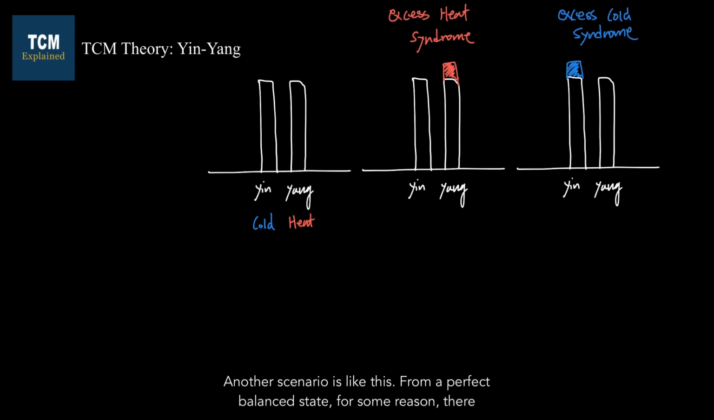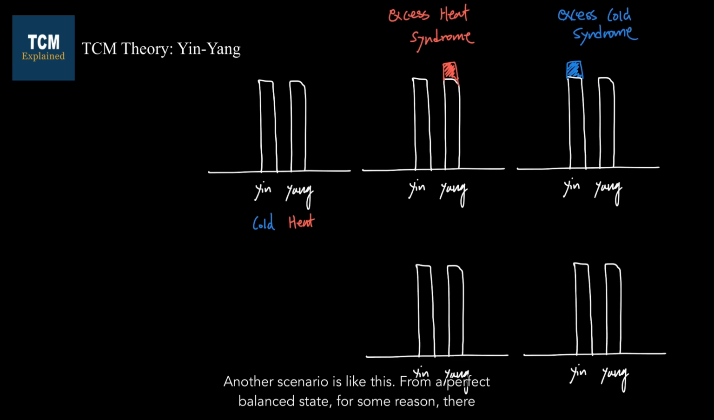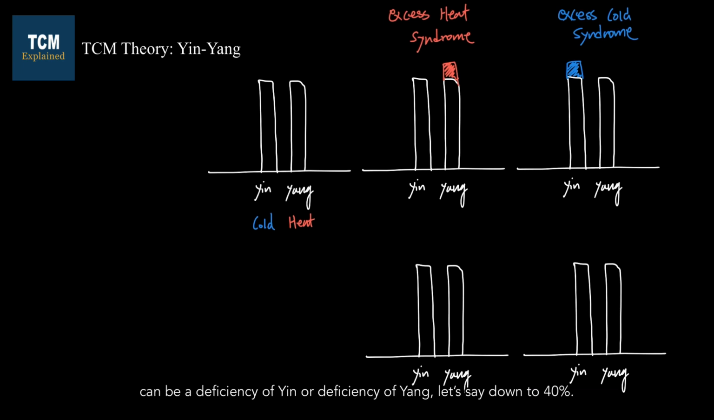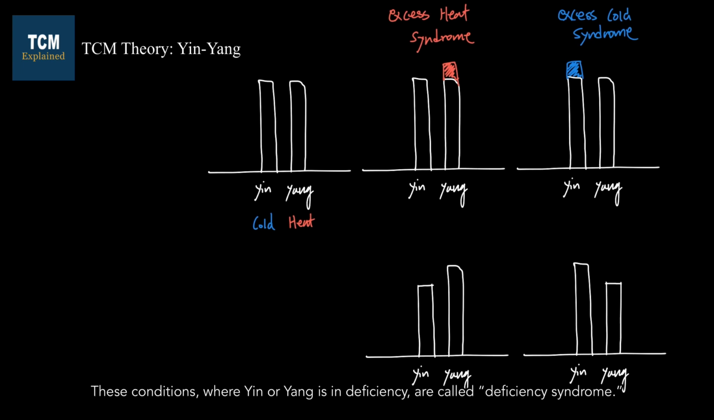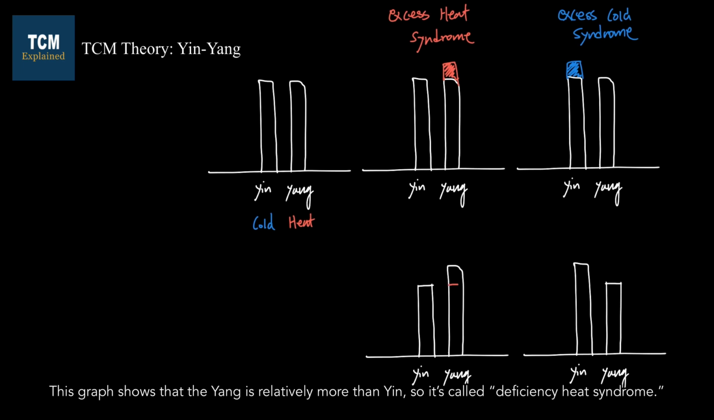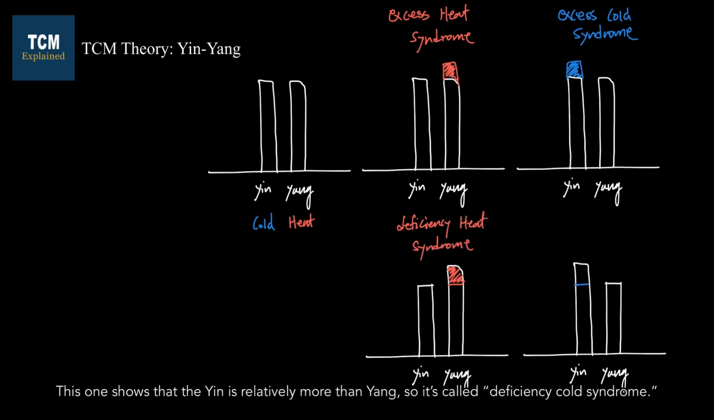Another scenario is like this. From a perfect balanced state, for some reason, there can be a deficiency of yin or deficiency of yang, let's say down to 40%. These conditions where yin or yang is in deficiency are called deficiency syndrome. This graph shows that the yang is relatively more than yin, so it's called deficiency heat syndrome. This one shows that the yin is relatively more than yang, so it's called deficiency cold syndrome.